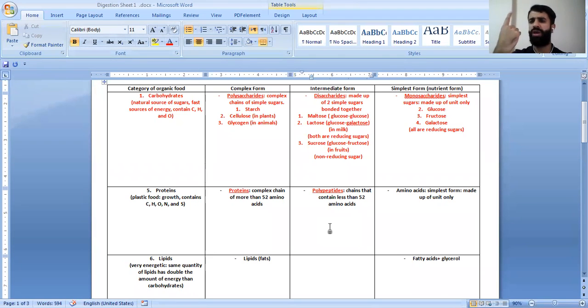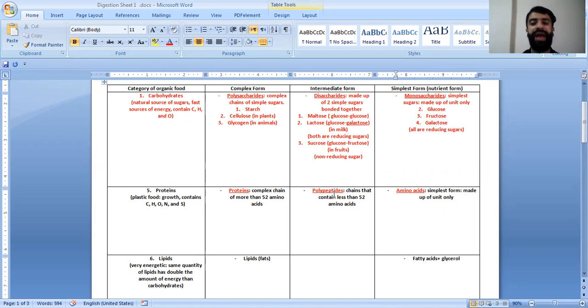If it's only one, what do we call it? It's the amino acid. So amino acid is the simplest form of proteins. It's only one. A chain that is less than 52 is called polypeptide, while if you have a chain greater than 52, we call it protein. So this is everything related to the second type of food, which is protein.